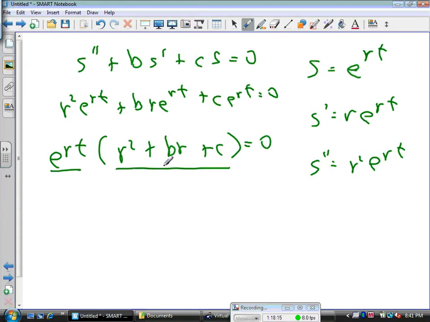Yes? Wait, I think you're ahead of me. Hang on. But e to the RT, remember, is never 0. If R is positive, you have exponential growth. You have an asymptote of y equals 0. If you go to negative infinity, it never becomes 0. And if R is negative, you have exponential decay. You have an asymptote of y equals 0, but it never becomes 0. This is never 0. When is this 0?